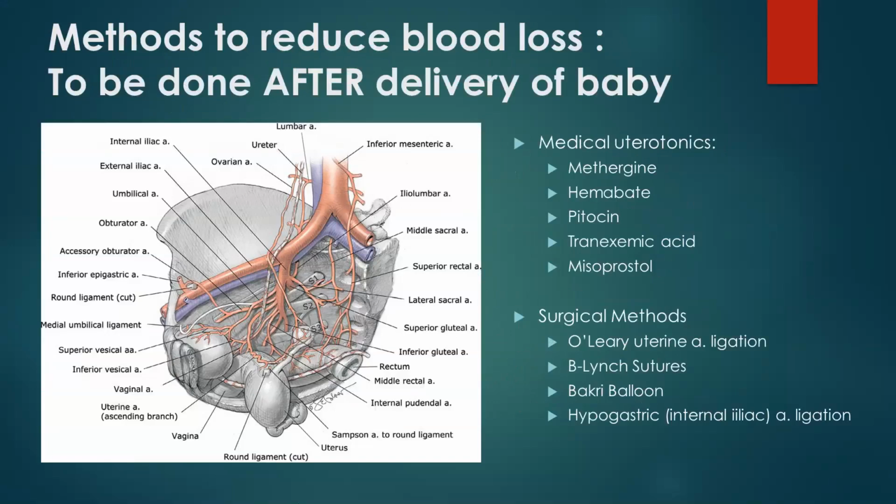So, methods to reduce blood loss. And again, this is to be done after delivery of the baby. Most of the reasons for patients to continue bleeding after delivery is atony, where the uterus just cannot contract. And so we have medical uterotonics that can be given, and then there are also surgical methods that can be used to reduce the amount of bleeding.